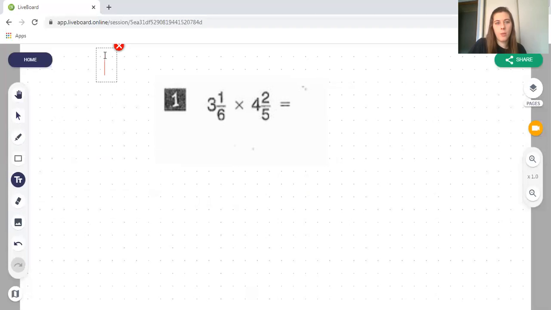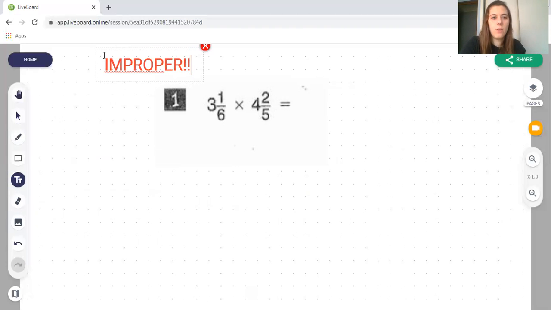I will write it in red above our problem. You have to convert this. Make them improper.